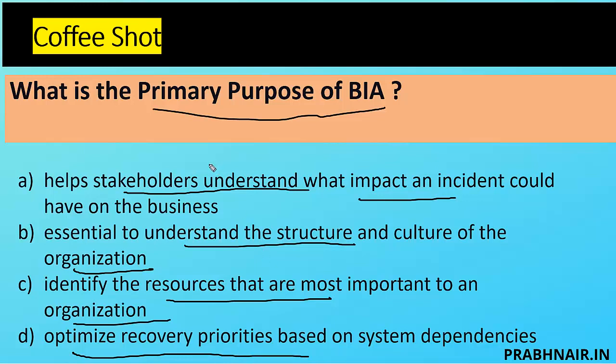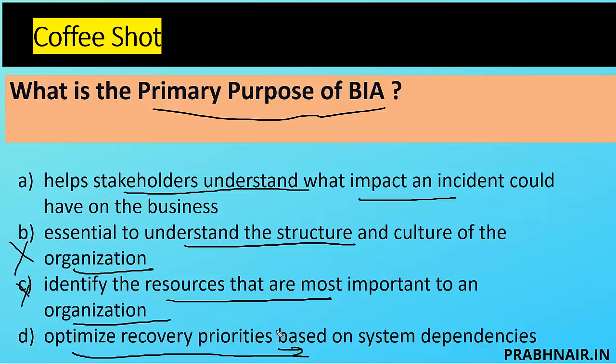If you see the options, B, I'm directly removing because it only talks about the culture. Identify the resources that are most important to the organization. Definitely it is a requirement, but that is the only requirement, which is not true. Option D, optimize recovery priority based on a system dependency. Definitely that is an input, but the outcome to convey the recovery priorities comes from the management.